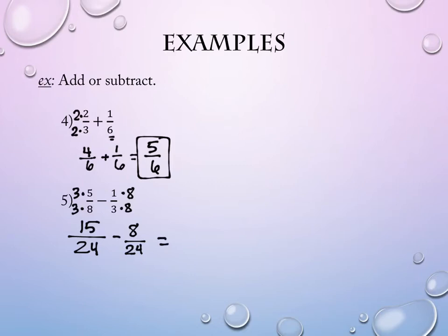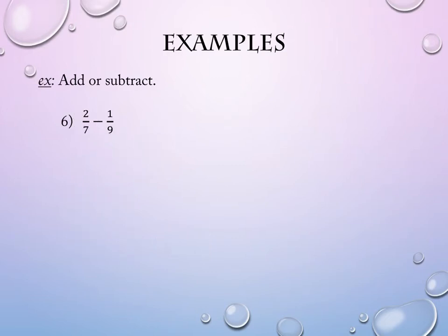You guys know? 7. It's 7 over 24. You're right. Okay, again, we would look to see if they reduce. Do they reduce? No, they don't, so we're finished on that one. All right, one more in this set. 2 over 7 minus 1 over 9.